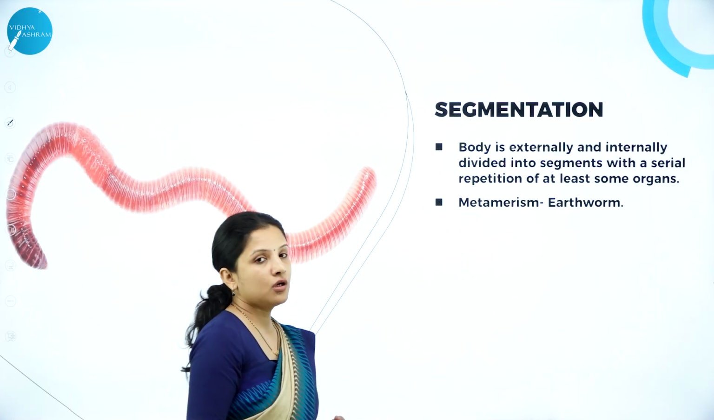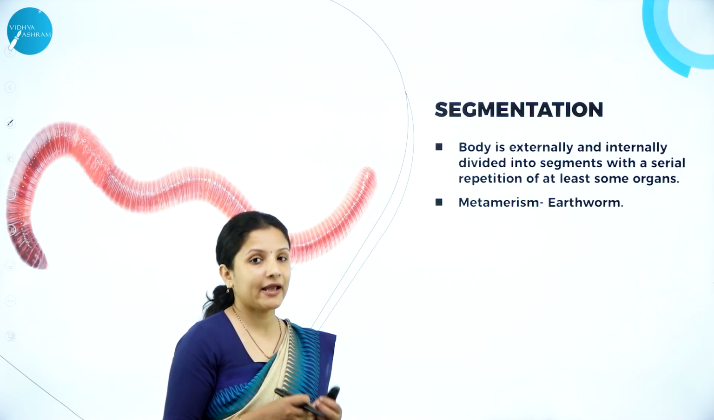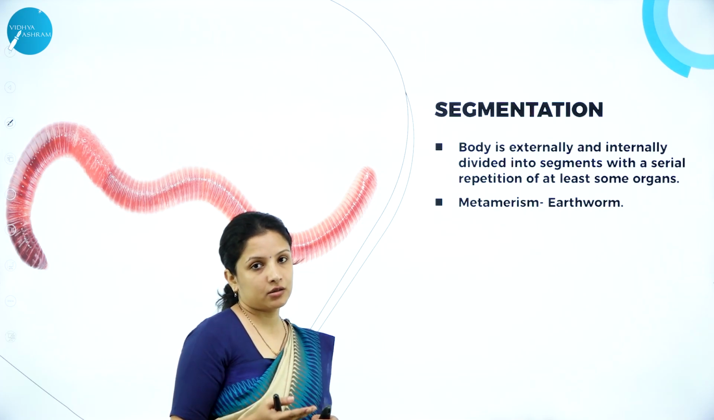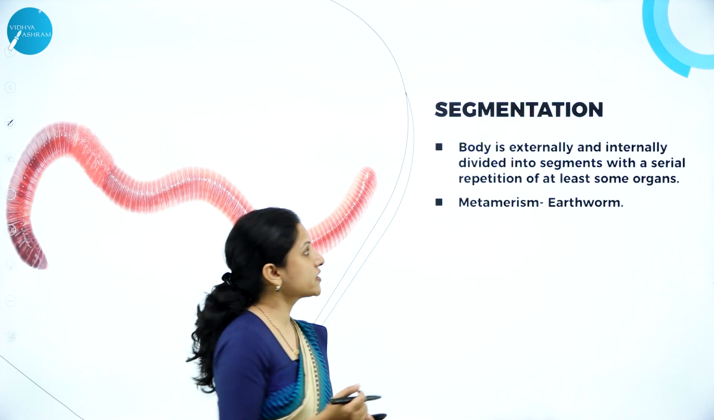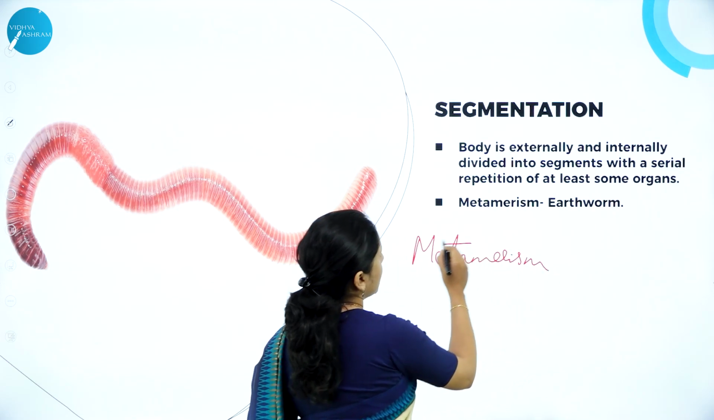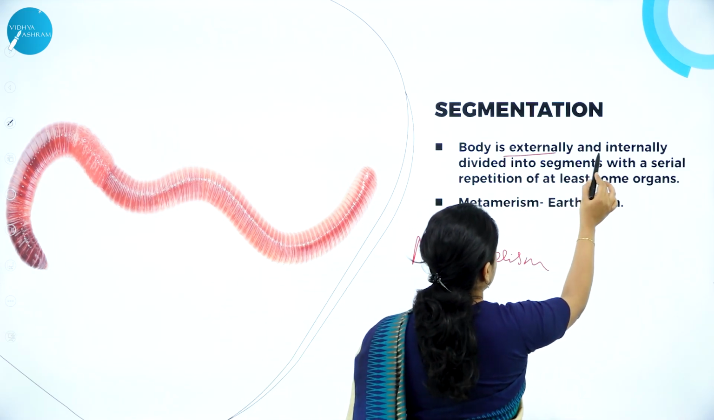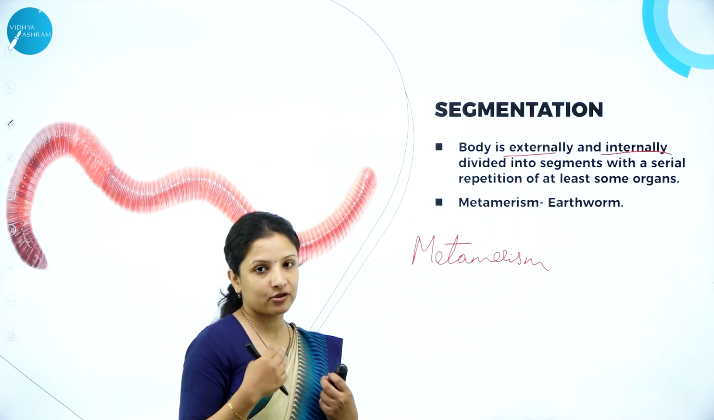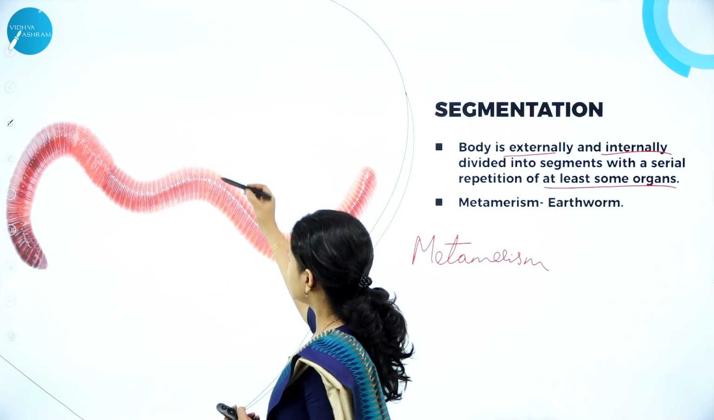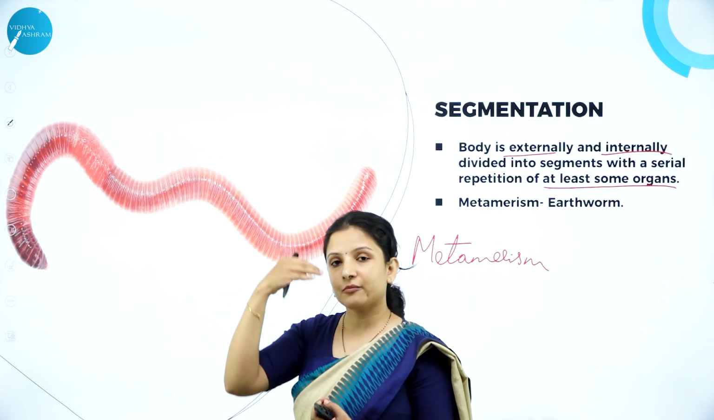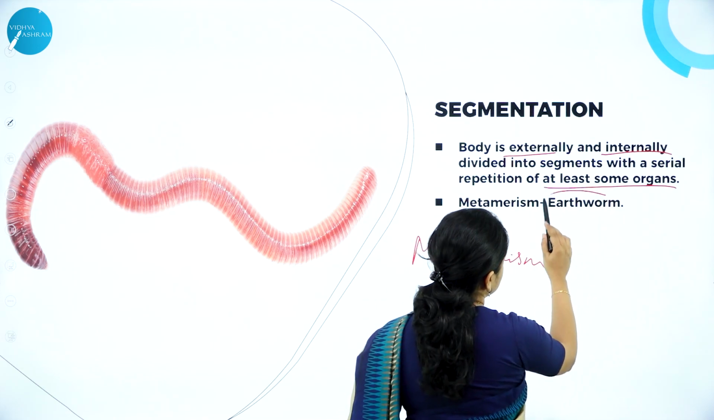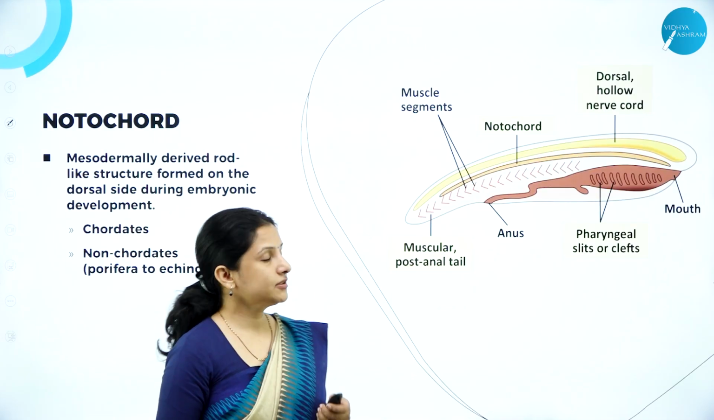Next, based on segments, whether segments are present or not. It is only the annelids, that is phylum Annelida, that have segments in the body. Example, nereis, leech and earthworms. They exhibit a kind of segmentation which is called metamerism. This term is very important from the exam point of view, metamerism. Metamerism means the body is divided into segments, externally and internally, and in these segments some of the organs are arranged continuously. For example, nephridia: each segment continuously has nephridia arranged on either end. That is called metamerism. Earthworm is the best example that exhibits metamerism.